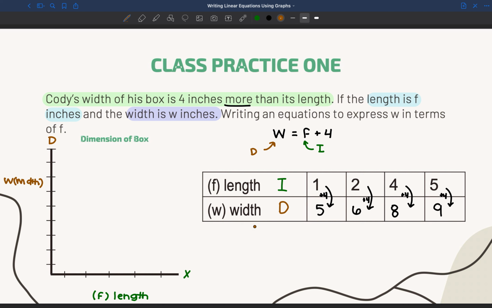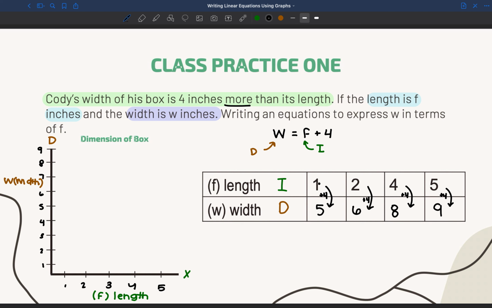So now looking at this, I'm going to write 1, 2, 3, 4, and 5, because that's how many independent variable slots we had, and then 5, 6, 8, and 9. So we're just going to label this one is 1, 2, 3, 4, 5, 6, 7, 8, and 9. So now looking at this, all we're going to do is we are going to plot our points now.